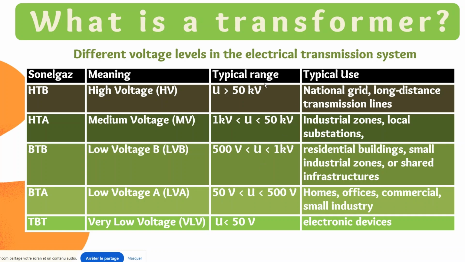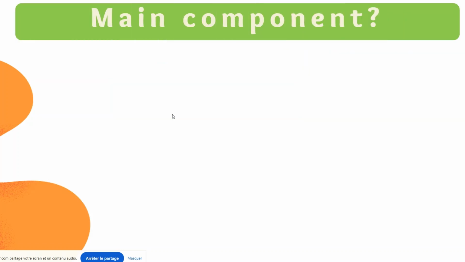So there are different levels of voltage from high to medium to low to extremely low, and passing from one level to another needs a transformer. Okay, this needs an electrical transformer. So, what is it made of? A transformer, what is it made of?